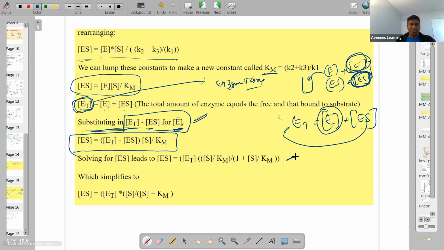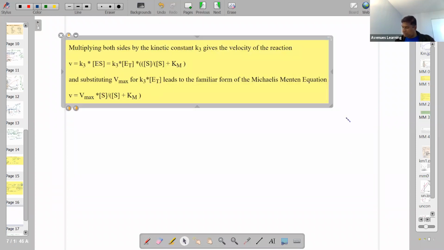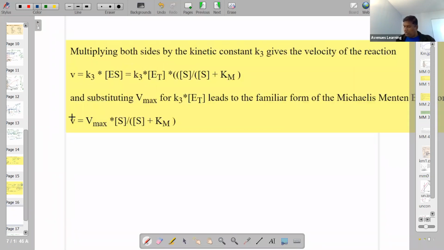You don't have to remember this equation. The reason I'm explaining it here is that you have to understand the E total. Where is the E total coming from? It's a combination of your free enzyme plus enzyme that is bound to the substrate. When you simplify the entire equation, it all boils down to this.